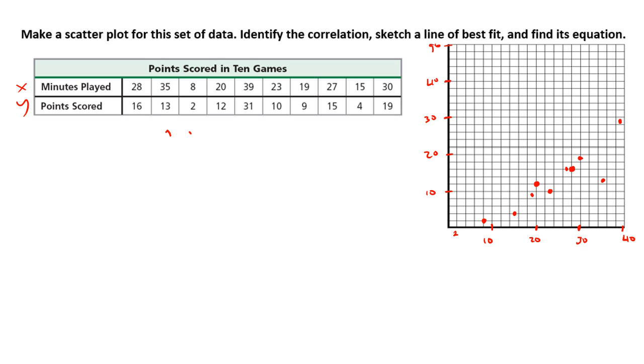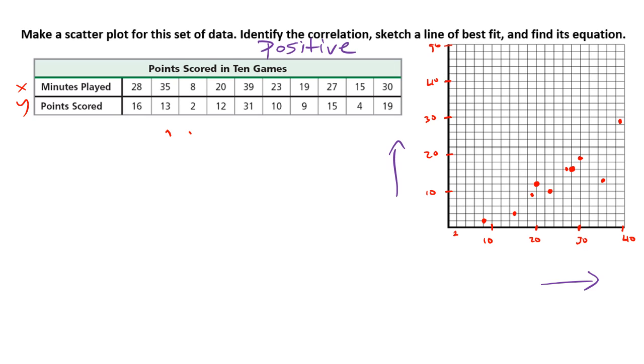Now we graphed all of our points. We're going to create a line of best fit. When we graph our line, we're going to try to represent the cluster as best as possible. It looks like as the x values are increasing, y values are also increasing. So we have a positive correlation. We identified it's positive.